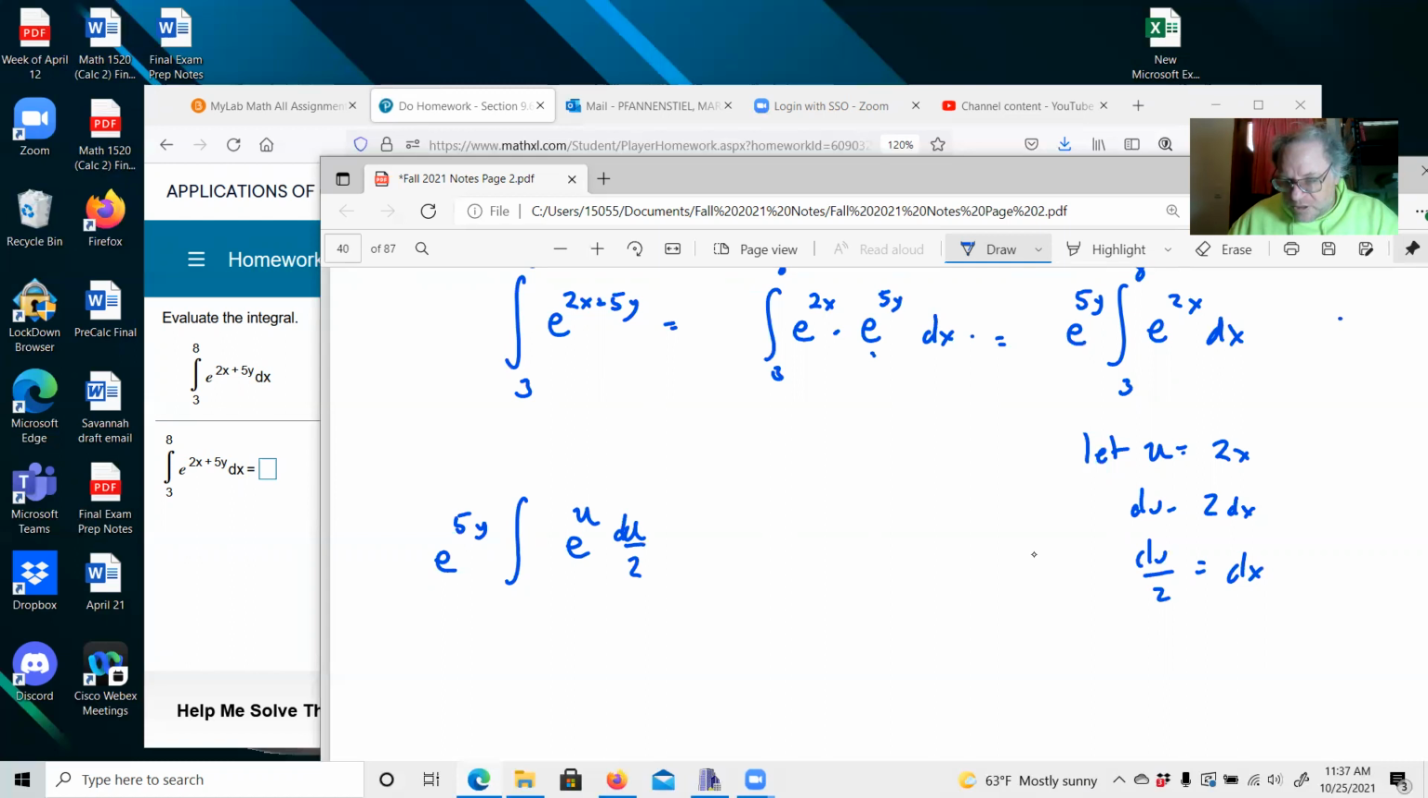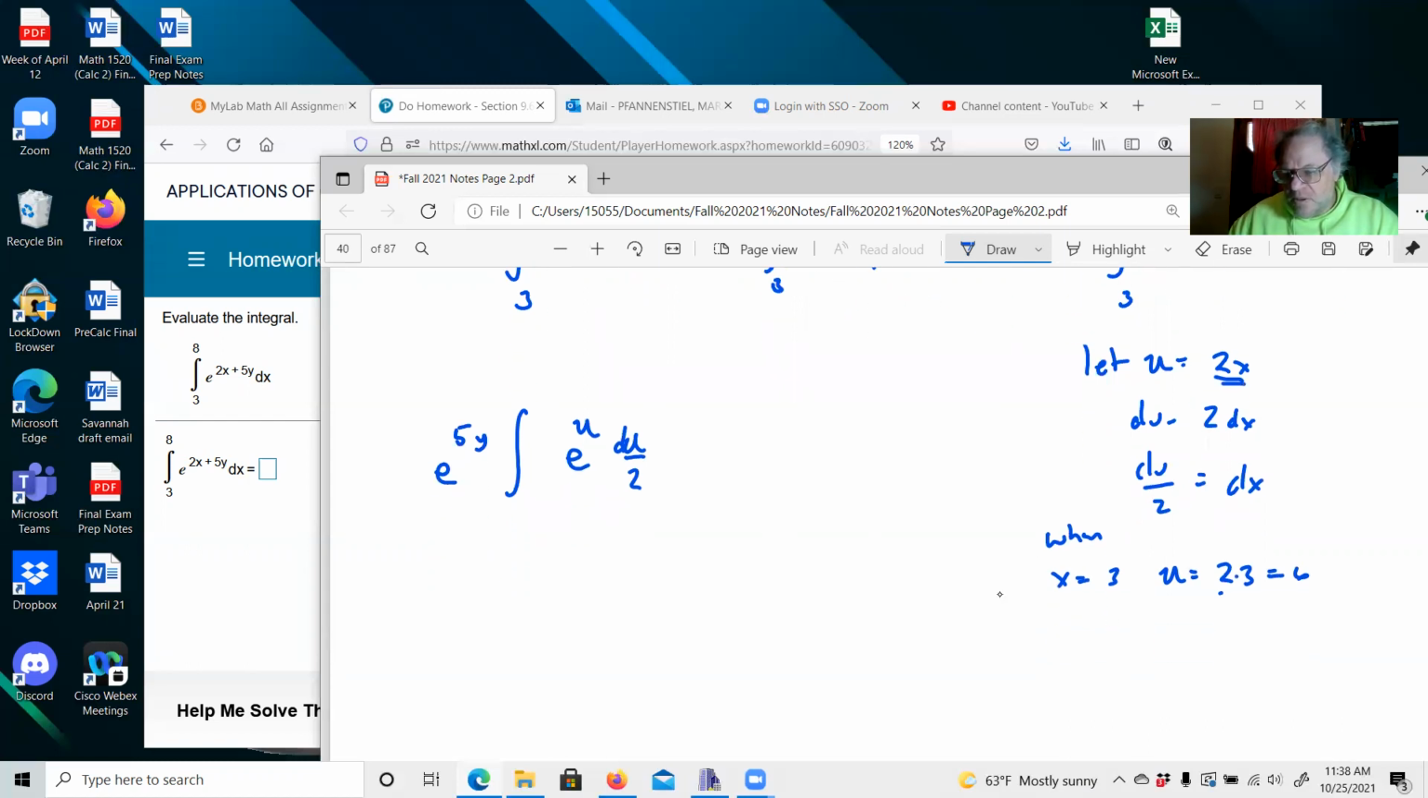Now what we're also going to do is say when x equals 3, u is equal to 2 times 3, which equals 6. Where did I get the 2 times 3? Right here. When x equals 8, u is equal to 2 times 8, which is 16. I'm going to pause.